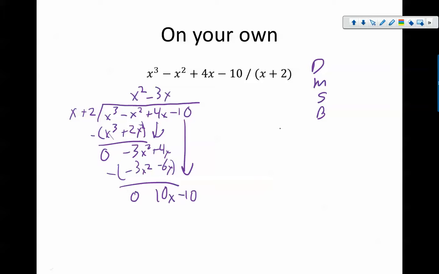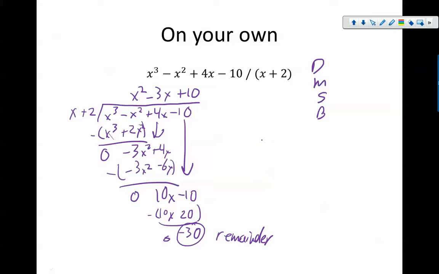One more time. Divide. 10x divided by x is 10. Multiply. 10 times x is 10x. 10 times 2 is 20. Subtract. 10 minus 10 is 0. Negative 10 minus 20 is negative 30. Nothing left to bring down, so that is my remainder.